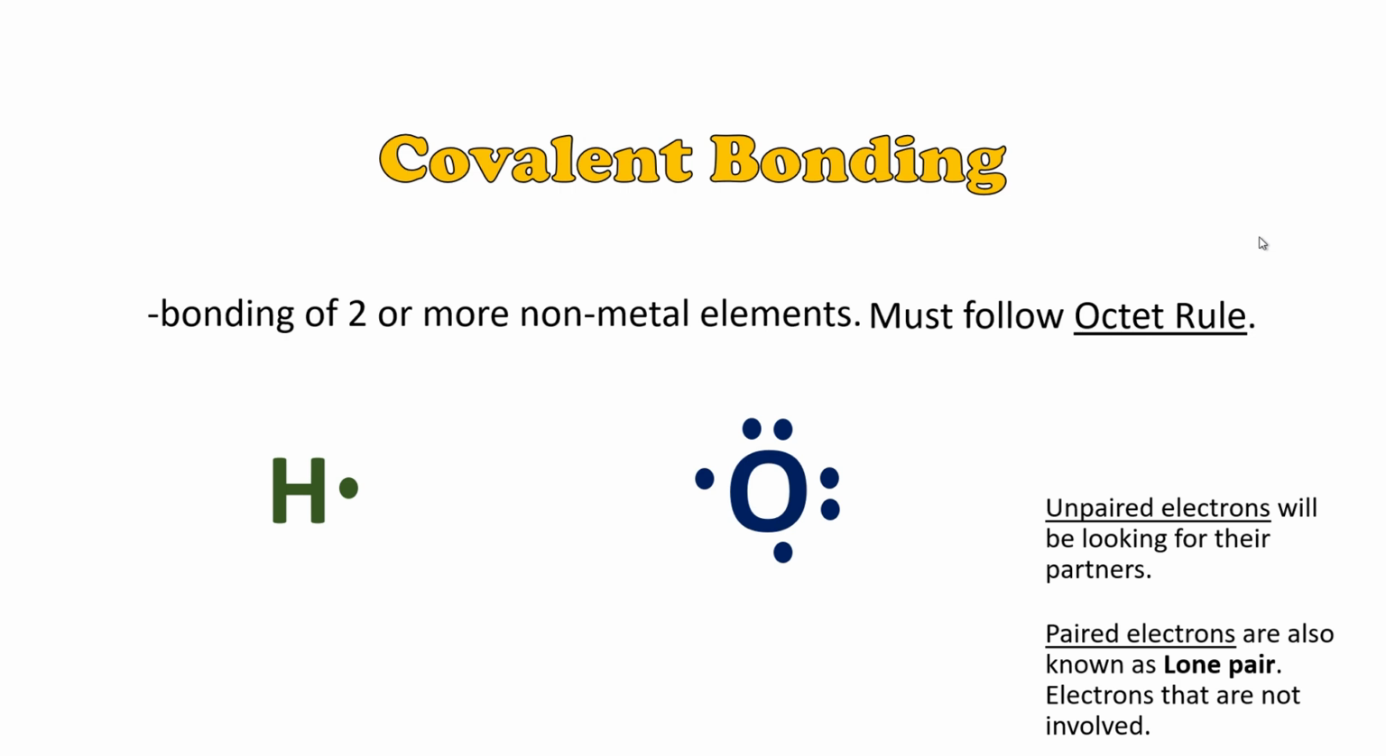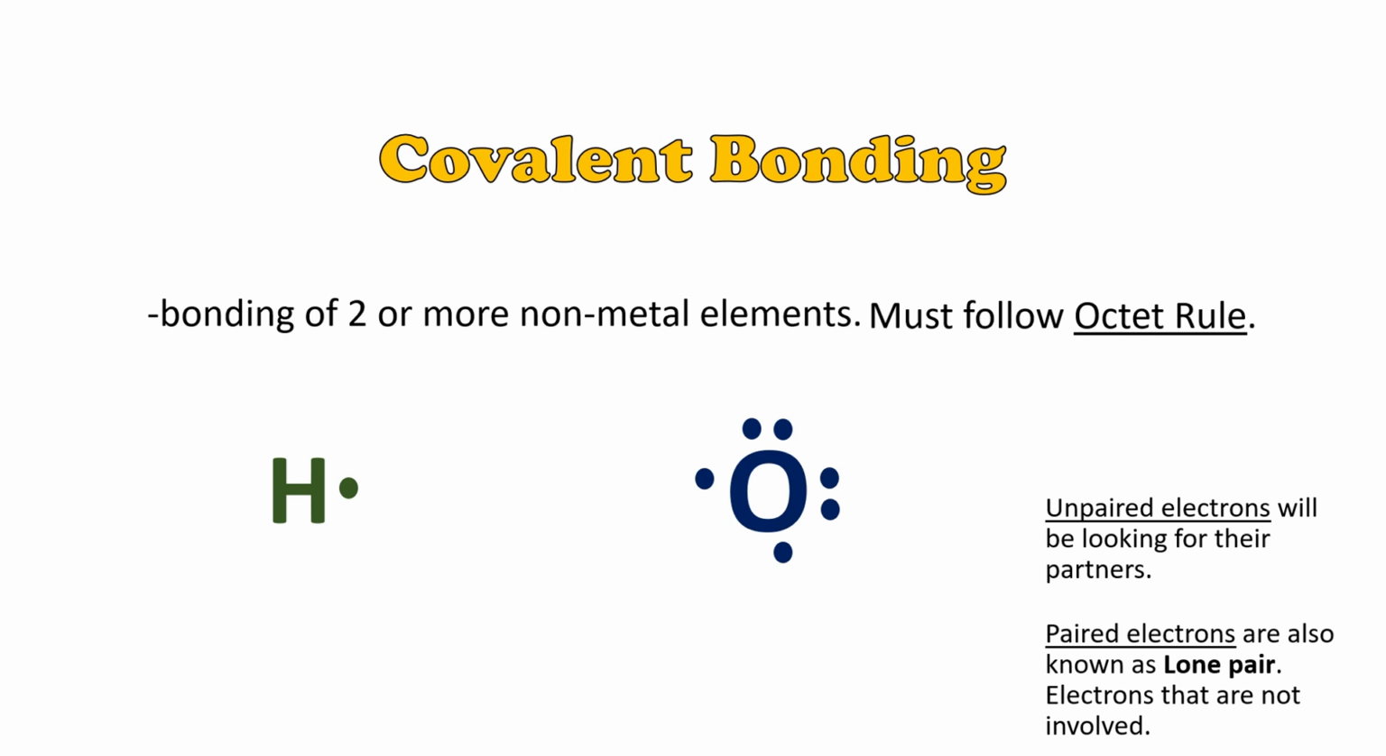Let's go back and review first covalent bonding before going to our next lesson. Covalent bonding, again, is the bonding of two or more non-metals, such as our example here, hydrogen and oxygen. So the common molecule or compound that it can create is H2O, which is water.